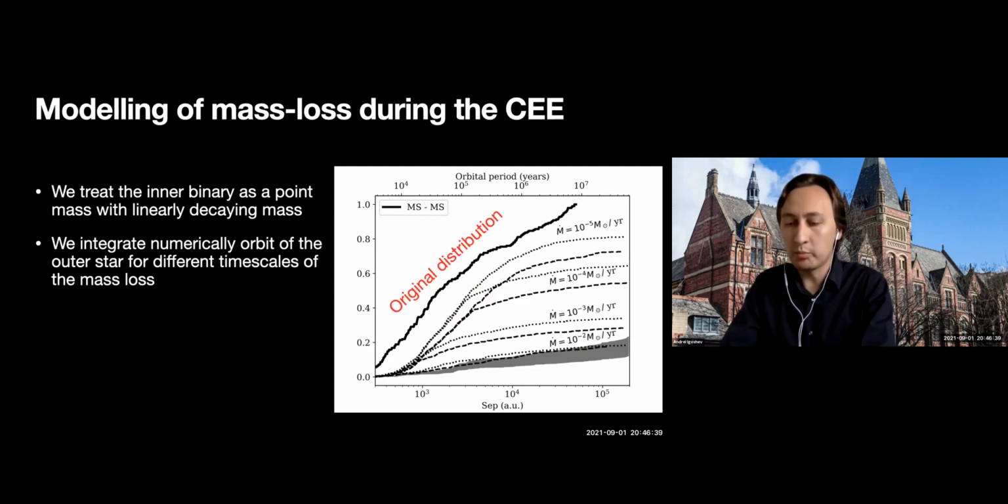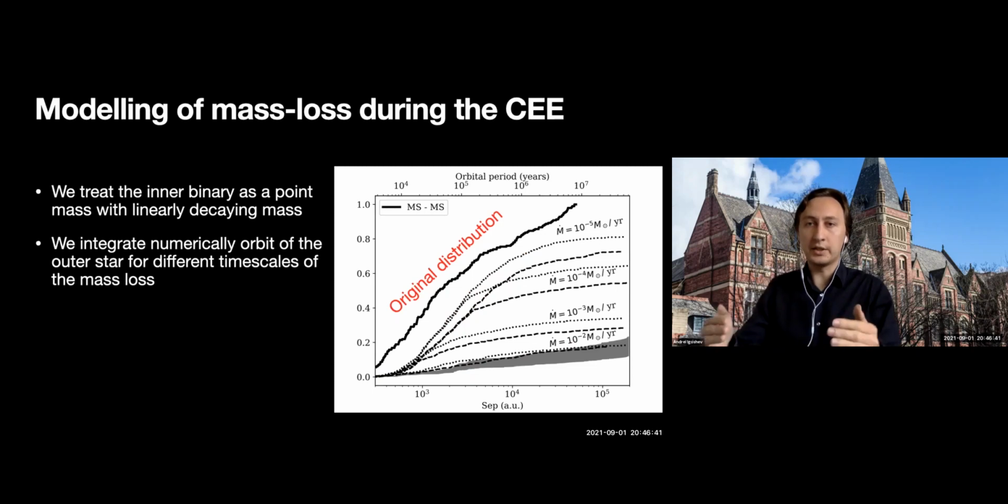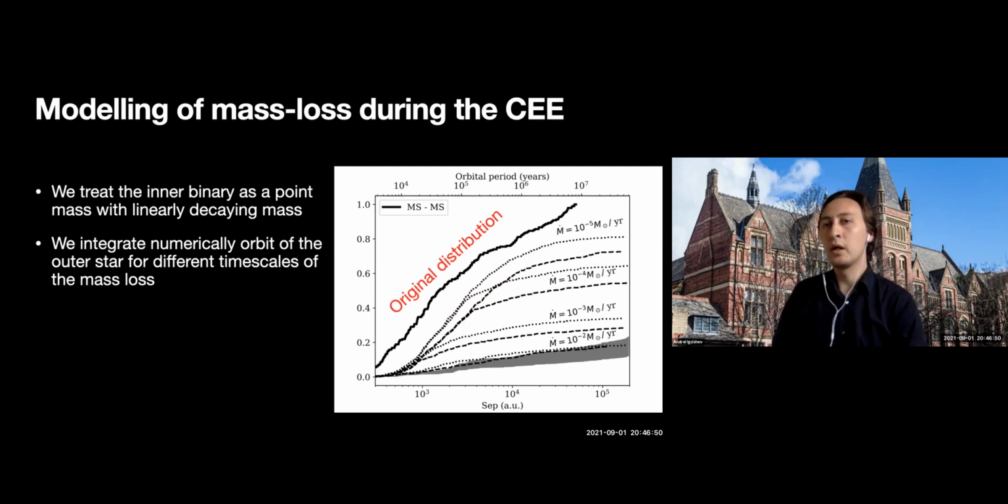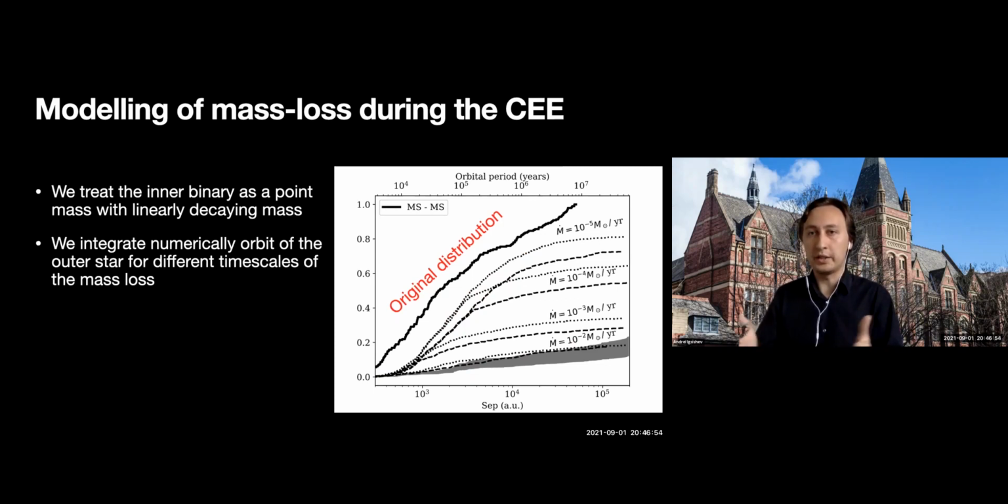So we look at a sample of main sequence stars located closer towards the sun, where we can resolve orbital separations around 500 astronomical units. And again, we assume that the inner star is actually a binary which loses mass on different timescales. So in this case, only simulations with a mass loss rate of 10 to the minus 2 solar masses per year satisfy our observations.